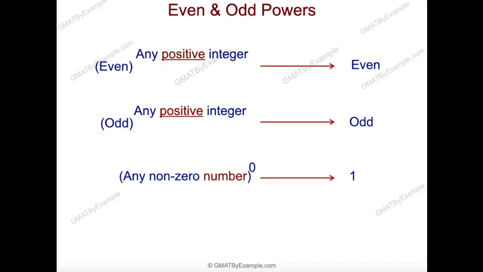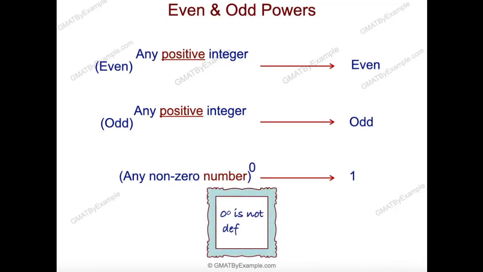If you notice, I have written number here instead of integer because what I wanted to emphasize is it doesn't have to be an integer. 2.2 to the power of 0 will also be 1. But since we are talking about integers here, you can keep the reference of integers, but this property applies to non-integers as well. And finally, 0 to the power of 0 is not defined.